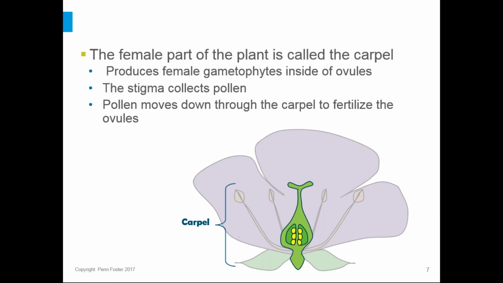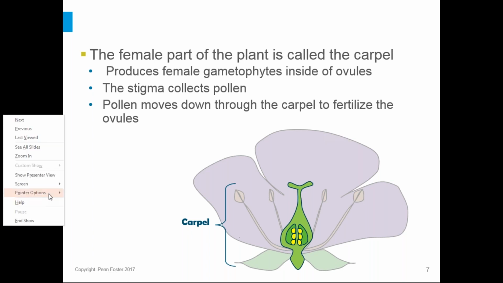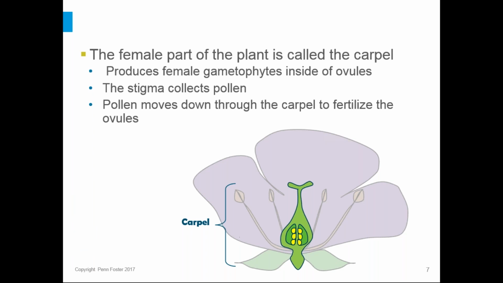The female part of the plant is called the carpel. The carpel, which is found in the center of the flower, produces and protects the female gametophytes. The gametophytes form inside of embryonic sacs in areas called ovules. The tip of the carpel is called the stigma. This is an area that collects pollen brought from other flowers. The pollen will then get down inside of the carpel and fertilize the ovules inside.